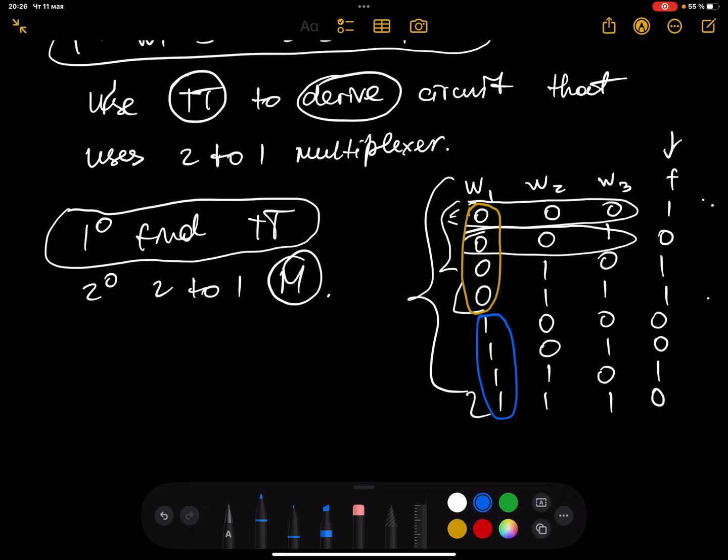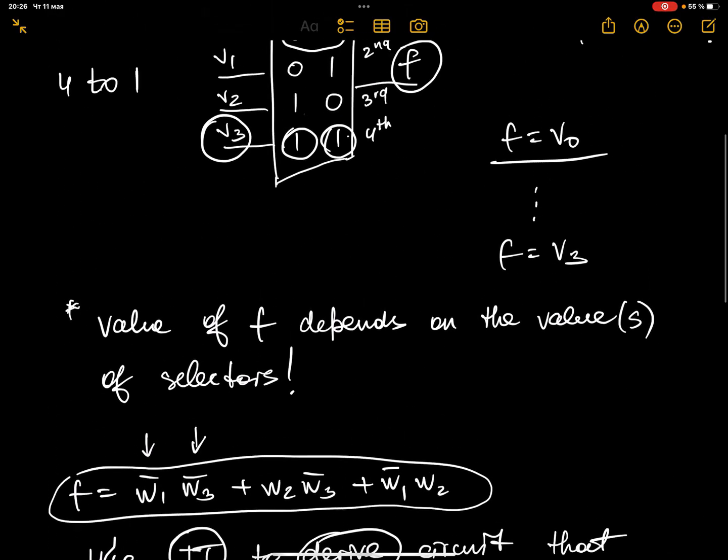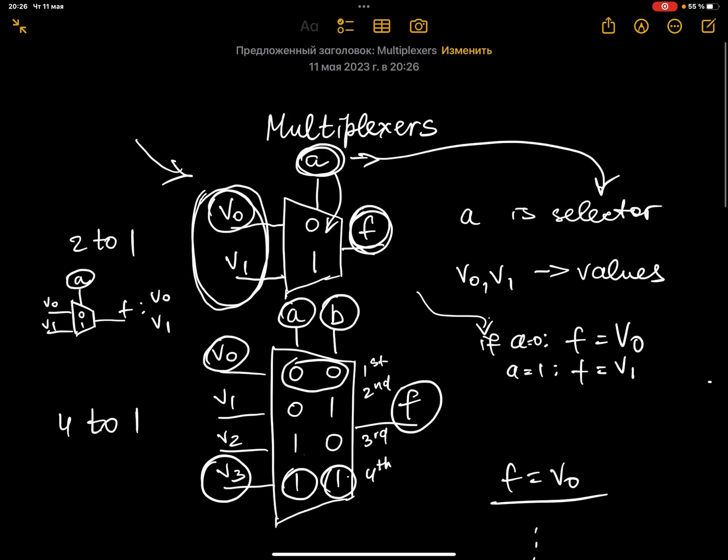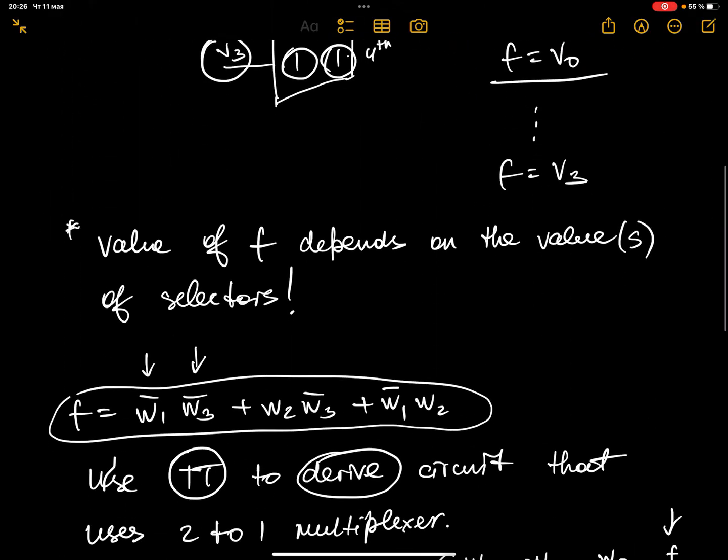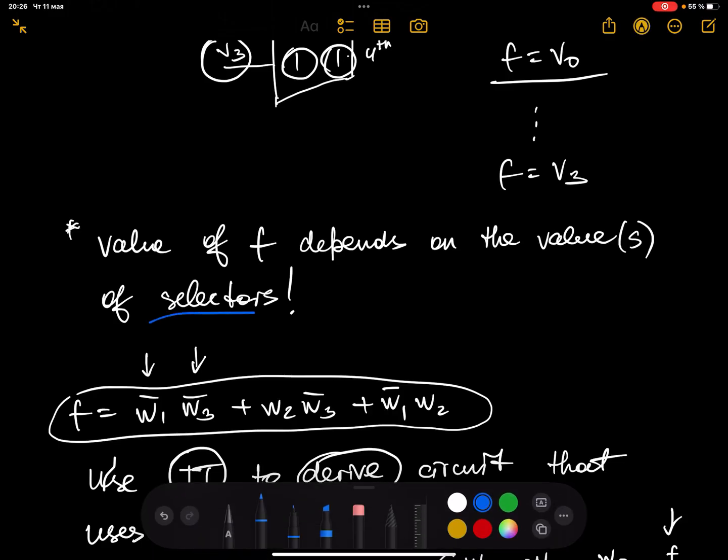So, you know, we have a multiplexer. I mean, we're going to use a multiplexer, right? So please think logically. It's very important. I told you that in a multiplexer, the value of the function depends on the value of the selector. So if you want to derive the circuit that uses a multiplexer, firstly, you have to identify which input is going to be the selector, okay?